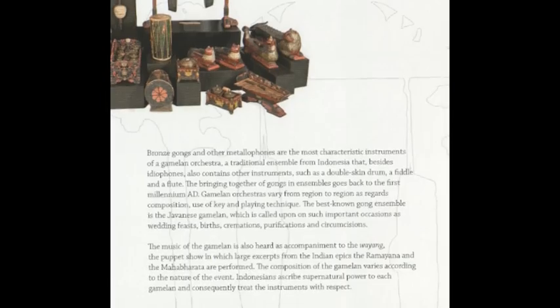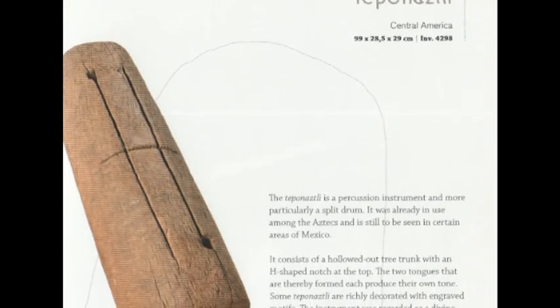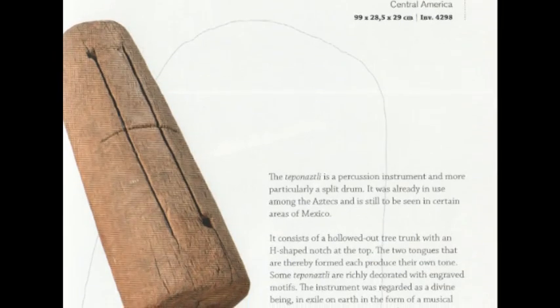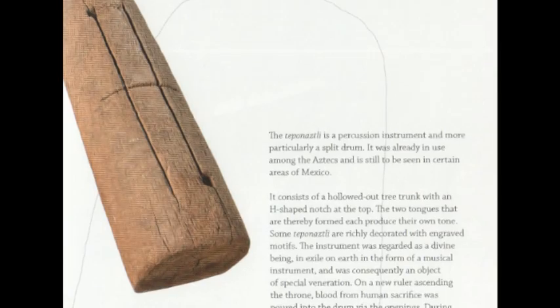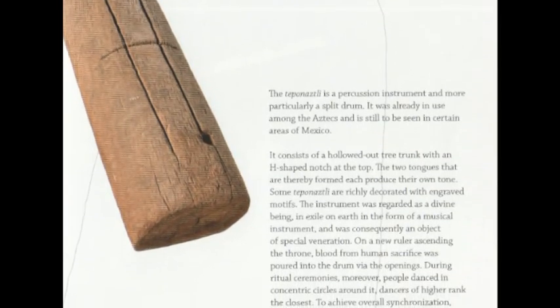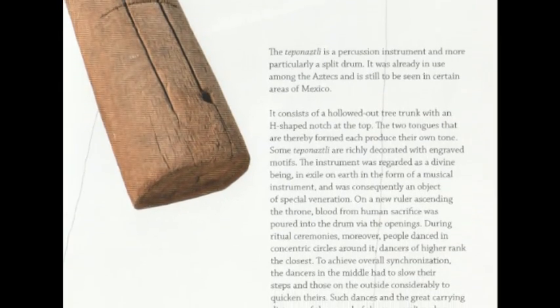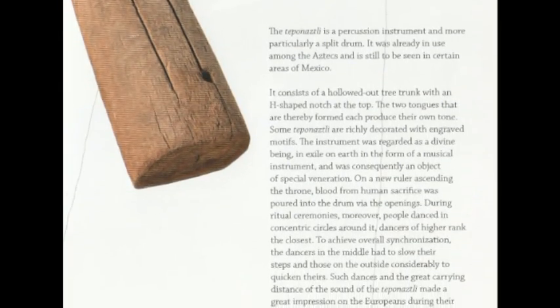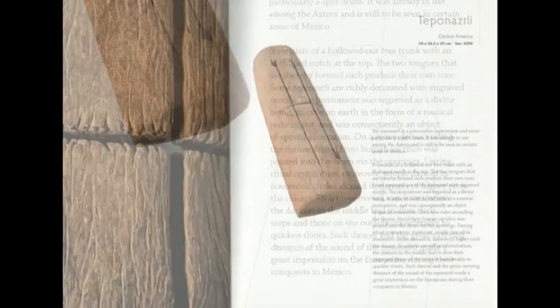However, we had two other entries: the teponaztli and the glass harmonica. I'm going to let you have a listen to the teponaztli right now and see what that sounds like. As you can hear, it's a much more hollow wooden sound. This was an instrument used back in the day of the Aztecs and is still seen in Mexico today.